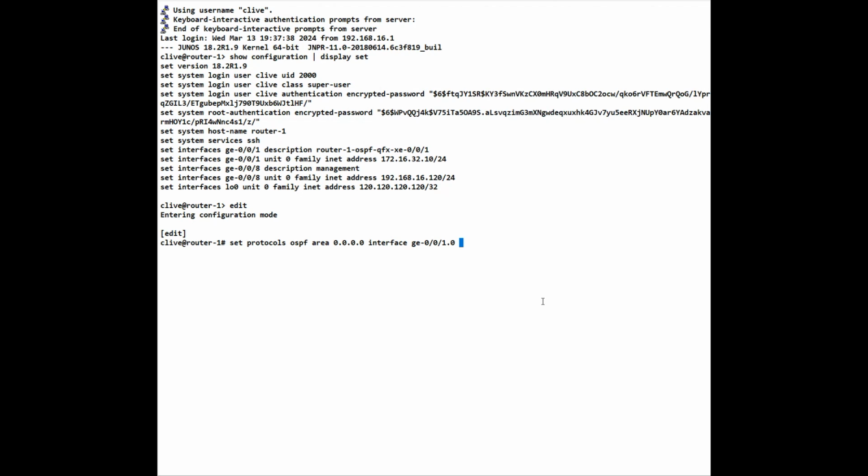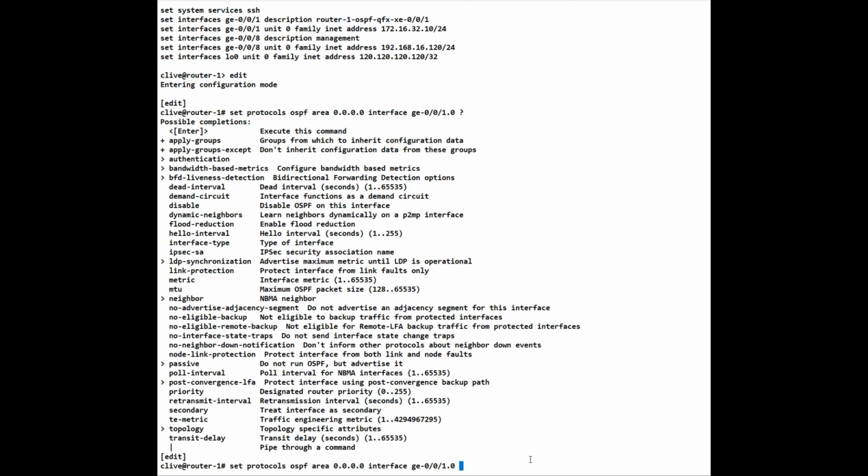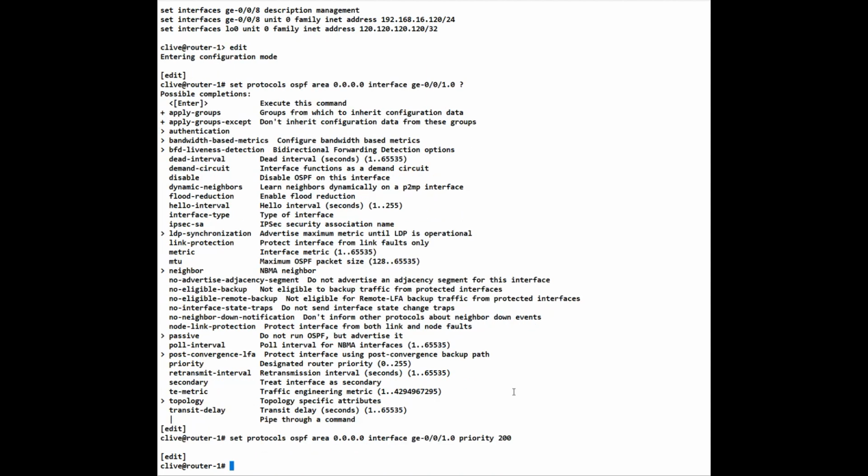If we have a look at the priority command here, we get a priority of 0 to 255. So if we put a 1, remember, it has the least chance, and 255 the highest chance. So let's say we put a priority here and we put it at 200. It doesn't guarantee that it's going to become the designated router, but it gives it a much higher probability that it will become the designated router.